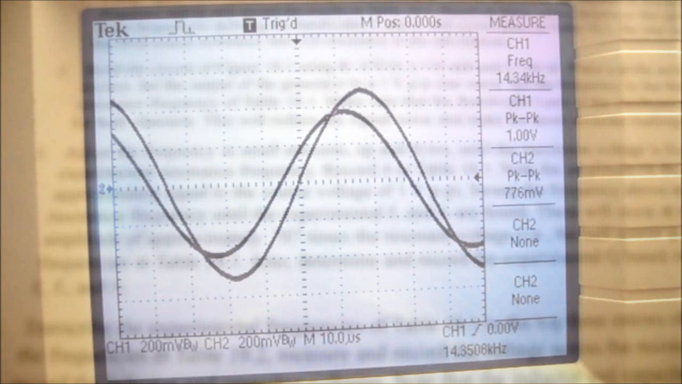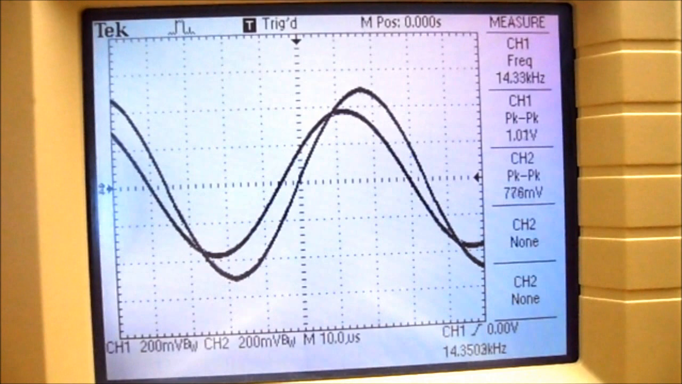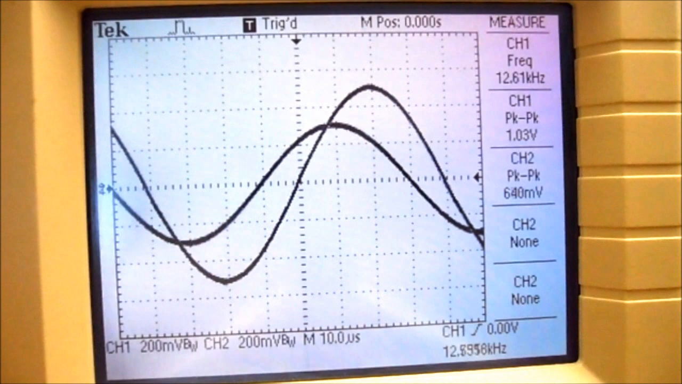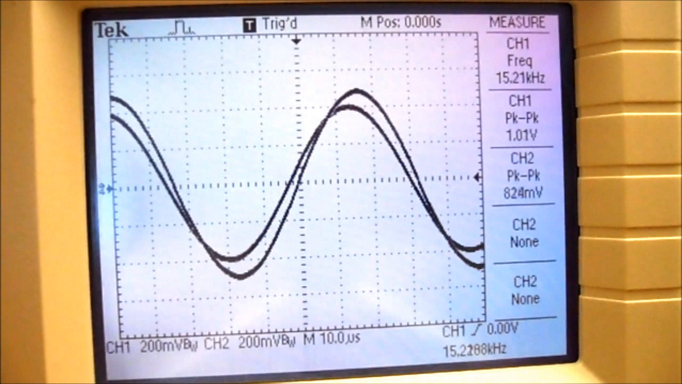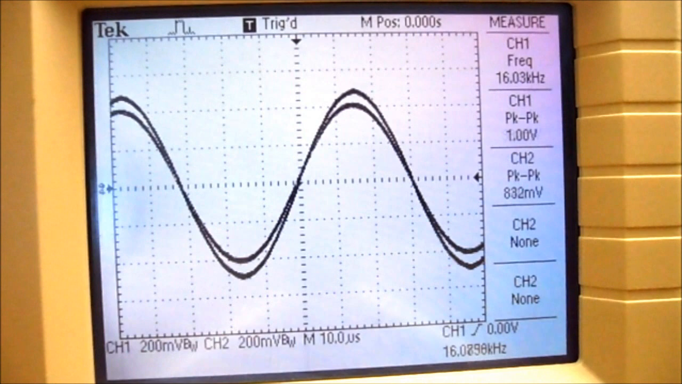So to find the resonant frequency, I'm going to adjust the large knob on my function generator. And if I rotate it counterclockwise, you can see channel 2 is getting smaller, so that's the wrong way. If I rotate it clockwise, you can see that the waveform gets larger and also becomes in phase with channel 1. So when it's exactly in phase, it'll be at its largest value.